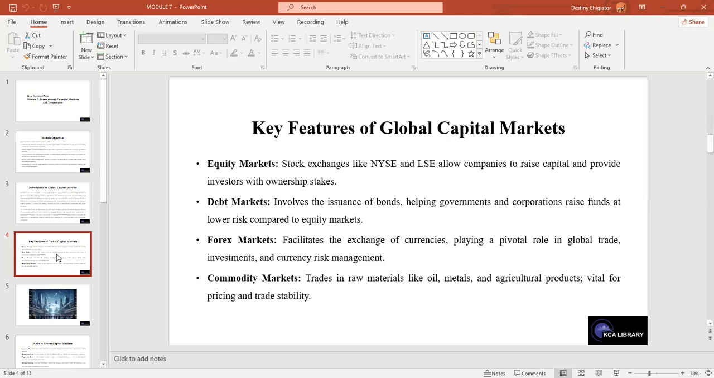The debt market involves the issuance of bonds, helping governments and corporations raise funds at lower risk compared to equity markets. The forex market facilitates the exchange of currencies, playing a pivotal role in global trade, investment, and currency risk management. What about the commodity market? This is where raw materials like oil, metals, and agricultural products are traded, vital for pricing and stability.